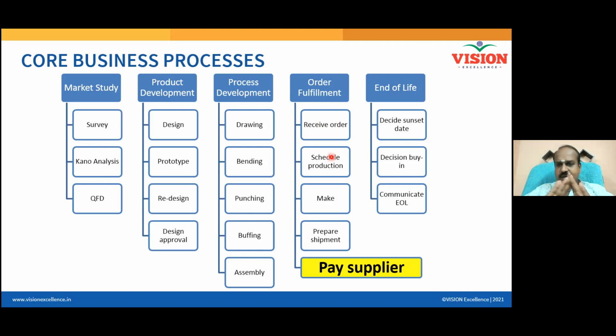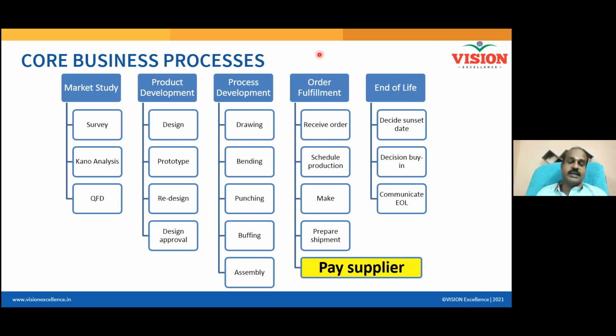And then after order receiving, there will be scheduling the production. Order is received. I need to produce this much within the next 30 days. And then I actually produce. And then I prepare the shipment. And once the shipment is prepared, then we can start closing the bills. And one of the activities is payment to the supplier. Now, making payment to the supplier is one of the level 2 processes, which comes under the order fulfillment. Order fulfillment is a level 1 process.